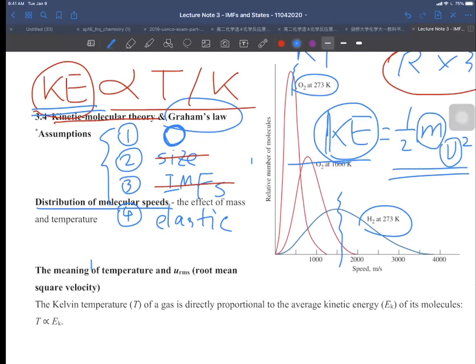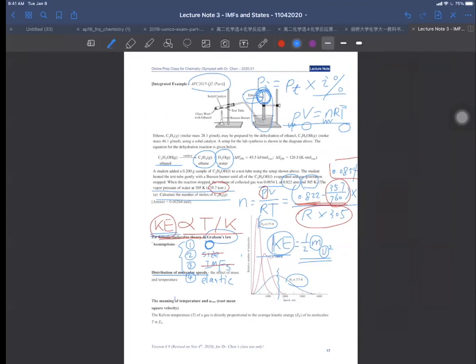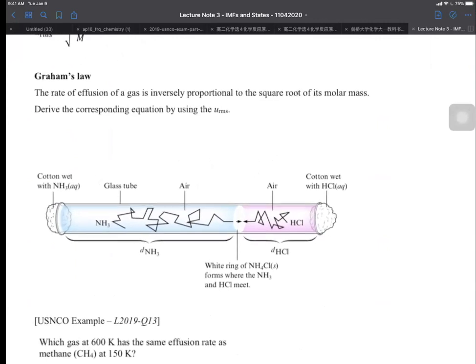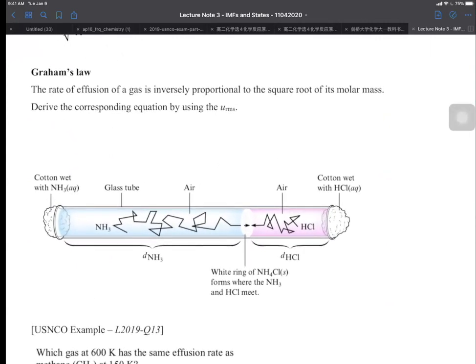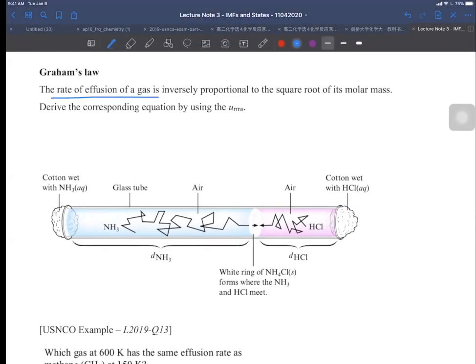Does this make sense to you? Is this natural? Basically, a heavy guy moves slower, right? A heavy gas molecule moves slower. So we want to derive this equation. I think it's on the next page, which is Graham's law. It says the rate of effusion of a gas, basically the speed, we don't need to make it too complicated, is inversely proportional to the square root of its molar mass.